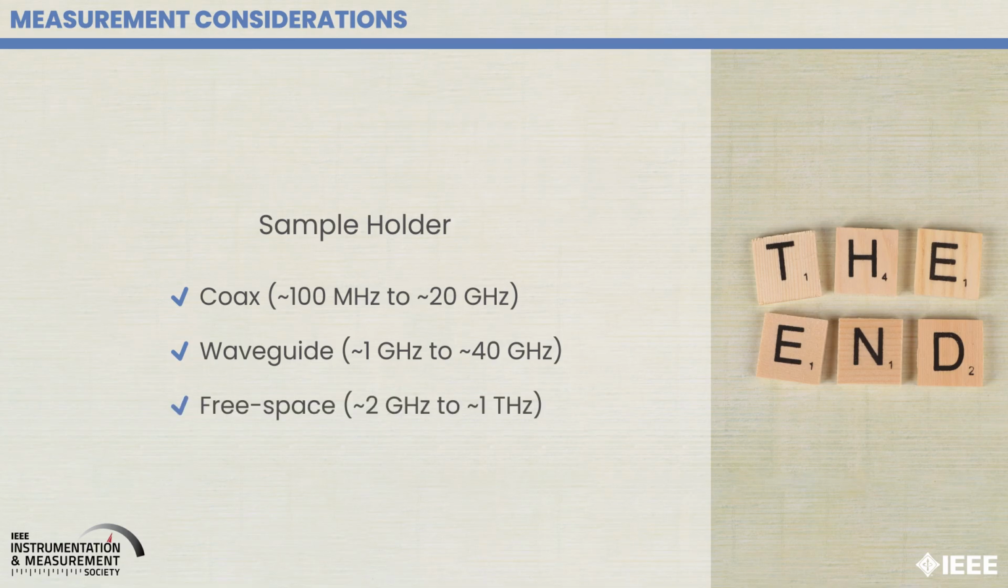At much higher frequencies, the machined samples become very small. At lower frequencies, they begin to get larger in diameter, and it might not be very useful. With free space, you can make these measurements from about 2 gigahertz up to about 1 terahertz.